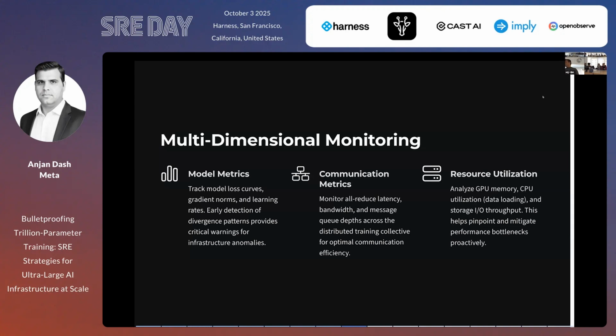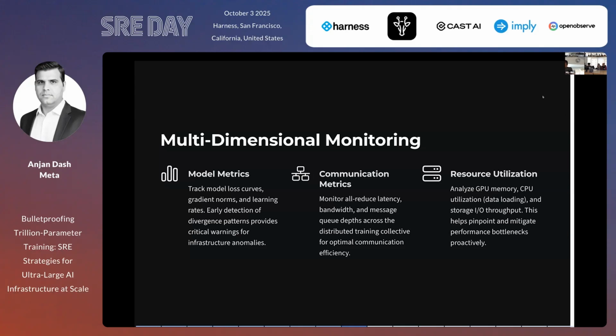Next, message queue depths. Whenever the all-reduce operation is happening, it is queuing up messages for every node. So if the depth is increasing, that means you are getting blocked. Those kinds of communication metrics we need to keep an eye on.